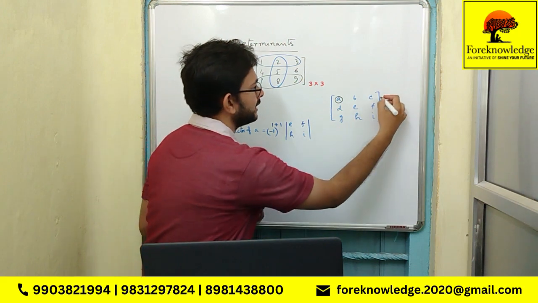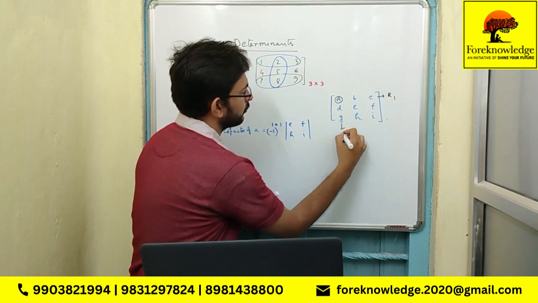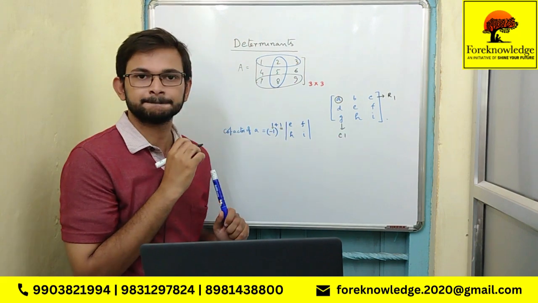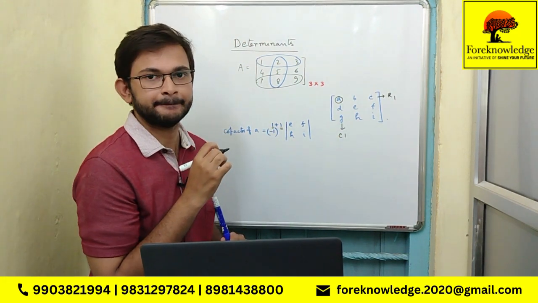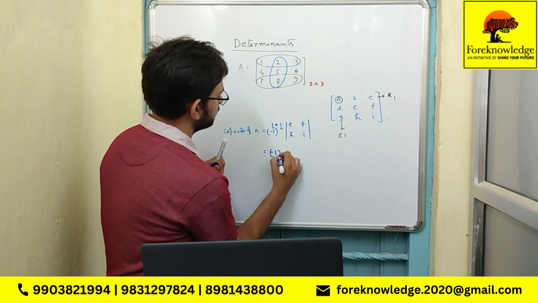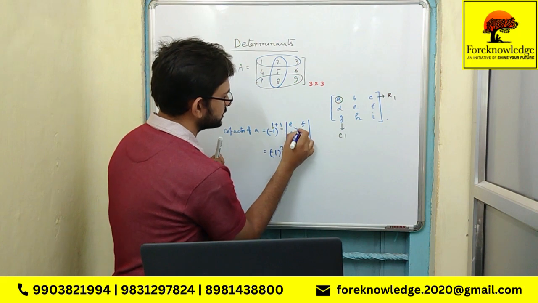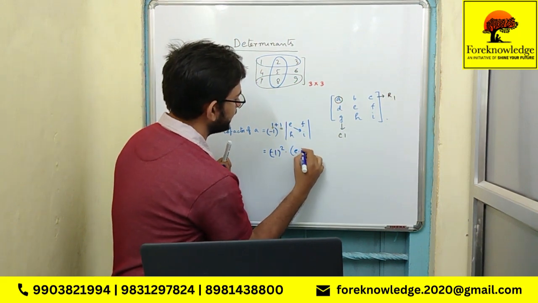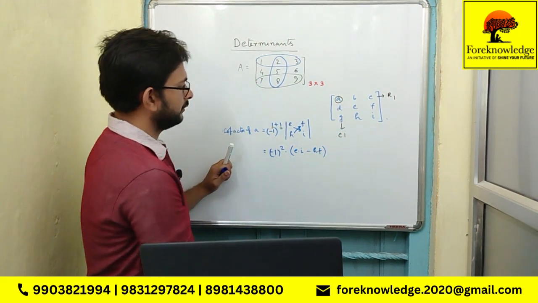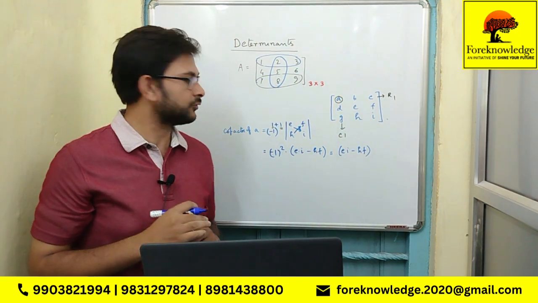Now A is present at row 1 and column 1. So 1 plus 1. That is the cofactor of A. If we simplify, minus 1 to the power 2 into this determinant, which is a 2 by 2 determinant. We can calculate this along the principal diagonal, that is E into I minus H into F. Minus 1 squared is 1, that means EI minus HF. This is the cofactor of A.